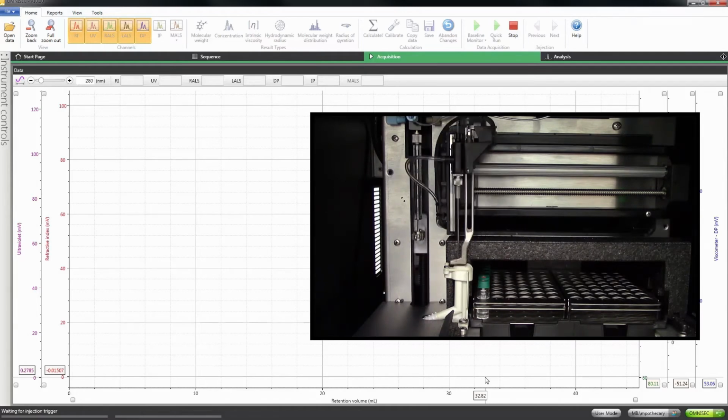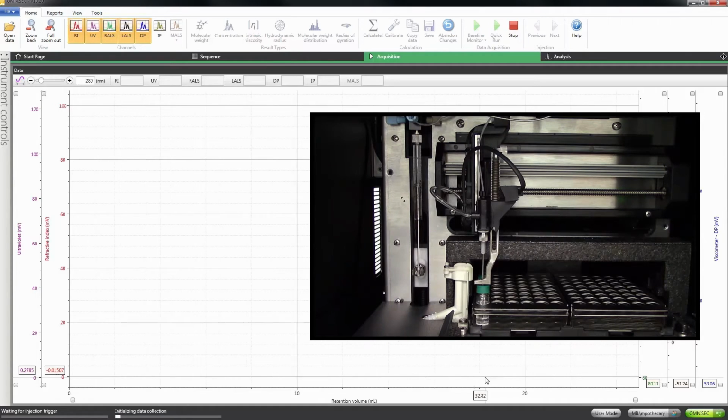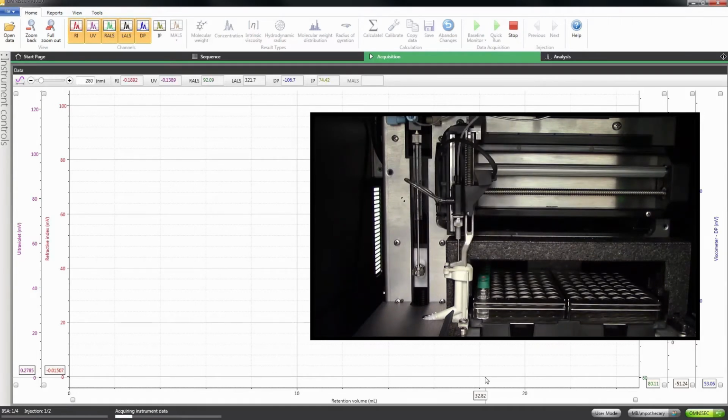Once the autosampler priming has finished, you can see the message in the bottom has changed to waiting for injection trigger, and the autosampler is now going through the injection process, drawing up sample into the injection loop. When that's ready, we'll hear the noise of the valve turning to inject the sample, and the run will start. So there it goes, initializing data acquisition, and the run starts to be acquired on the screen.